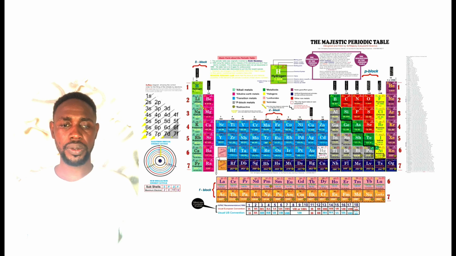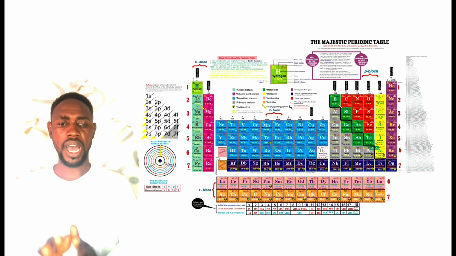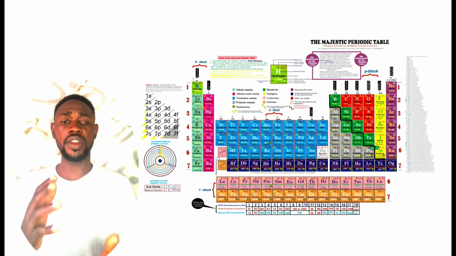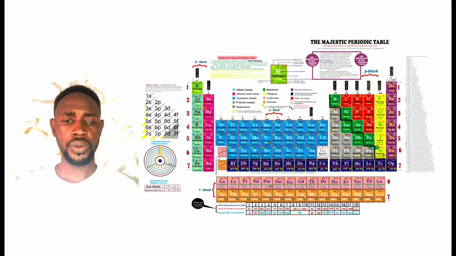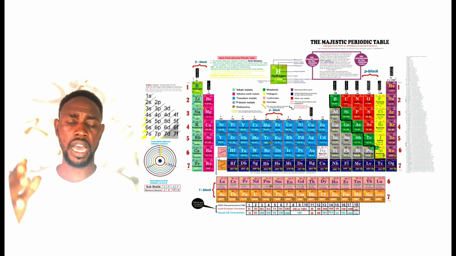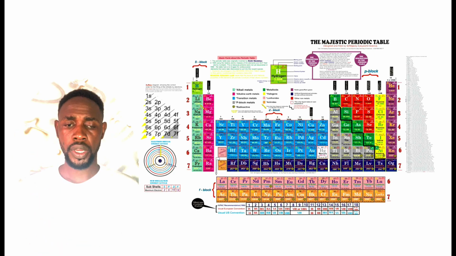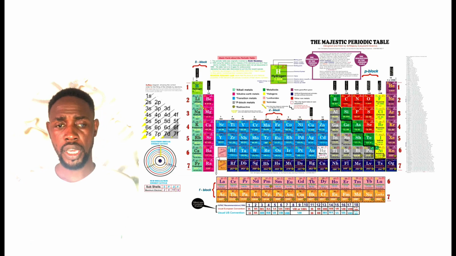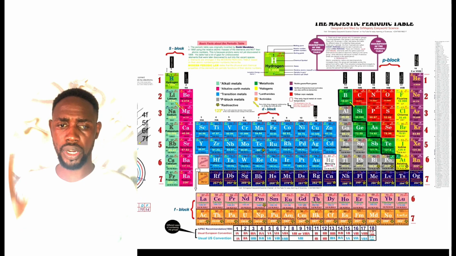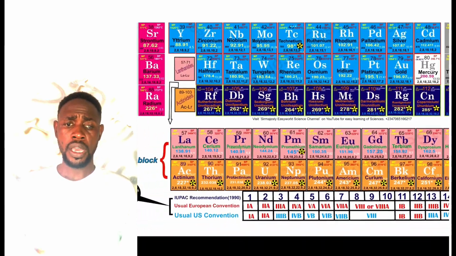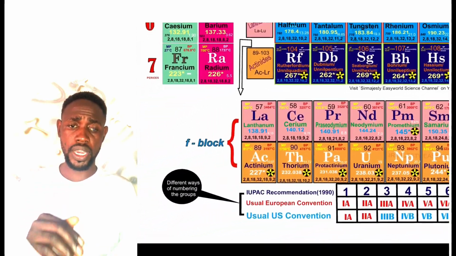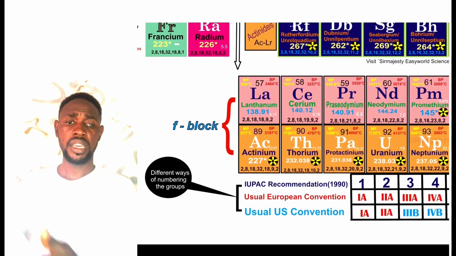Then, this particular table also has different ways of numbering the groups. If you have been observant, you discover that some authorities call the aluminium group, that's the boron group, group 3A. Then some authority will call it group 3B. But go down this table, you see that place I'm highlighting now. It has the different ways of numbering the groups.